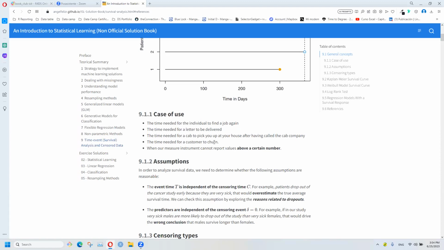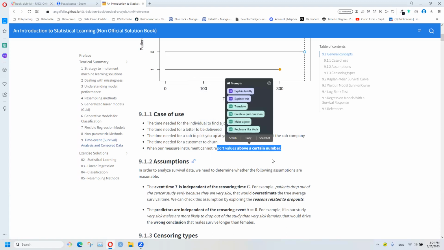The time needed for a customer to churn. Or when a measuring instrument cannot report values above a certain number. For example, you are measuring distance and you have a limitation, so you cannot measure more than a certain amount. So you can also use this kind of model.